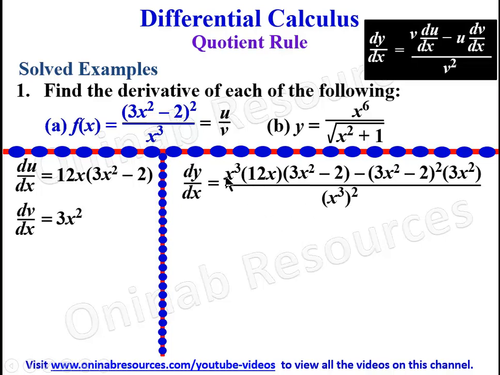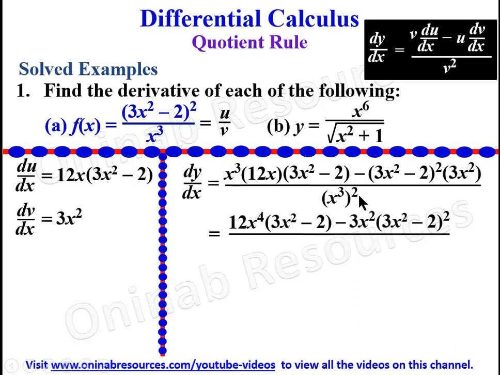So we go ahead to simplify the numerator and denominator. x cubed times 12x will give us 12x to the power of 4. Then we have the bracket minus 3x squared into 3x squared minus 2 all squared, then over x raised to the power 6. This is 3 times 2, which gives x raised to the power 6.